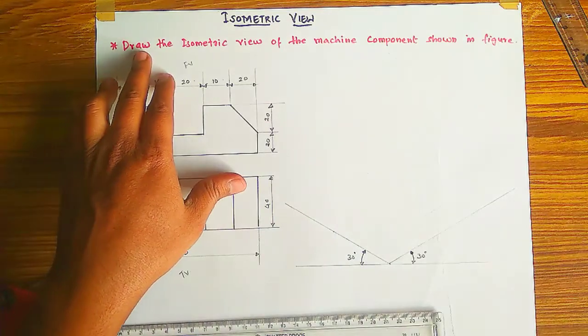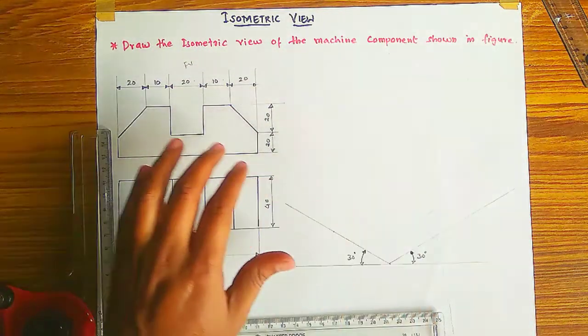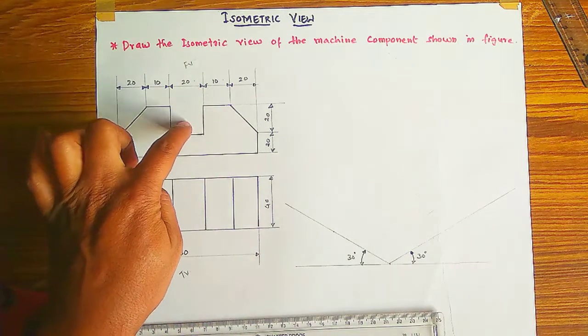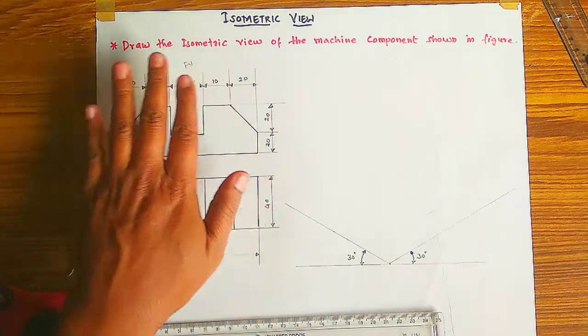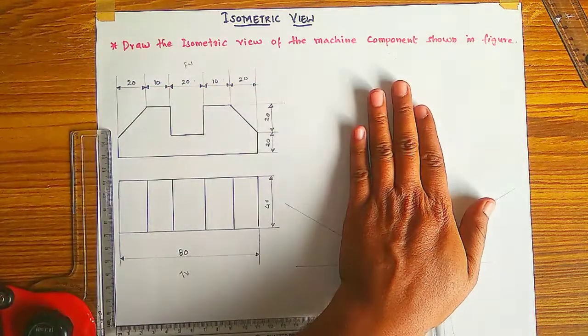Now I am going to start my question. Draw the isometric view of the machine component shown in the figure. This is the machine component, and this is the front view and top view, also called the orthographic view. With this orthographic view we have to draw the isometric view.